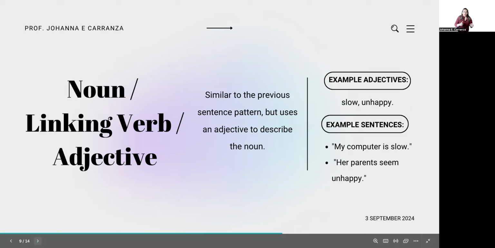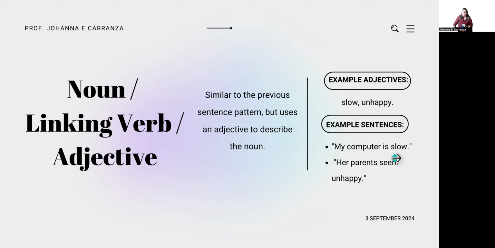Next is noun, linking verb, and adjective. This is pretty similar to the pattern that we just did, but instead of a noun, you're going to have an adjective. Remember, an adjective describes the noun, okay? Adjectives are like slowly, unhappy. Colors are adjectives, like red or blue or black. Sizes and weight are also adjectives. In this case, the example says my computer is slow.